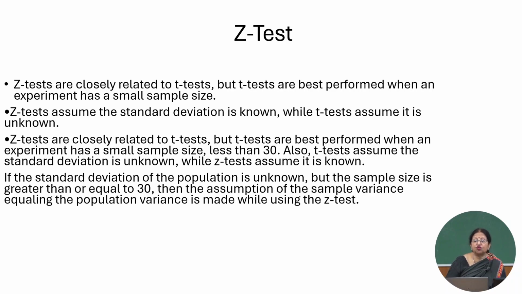If the standard deviation of the population is unknown, but the sample size is greater than or equal to 30, then the assumption of the sample variance equaling the population variance is made while using the Z-test. So, considering that you have a population and you do not know its standard deviation, and the sample size is greater than 30, undoubtedly you will use the Z-test for doing the statistical analysis.